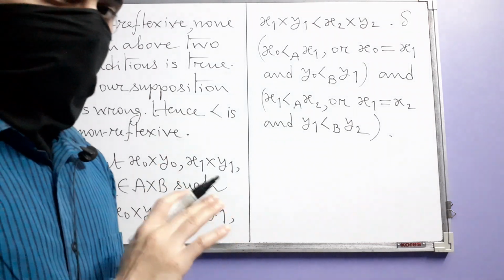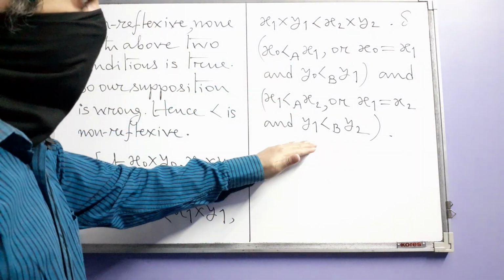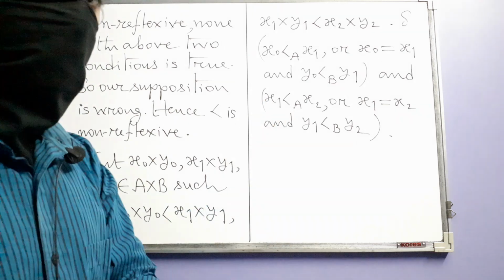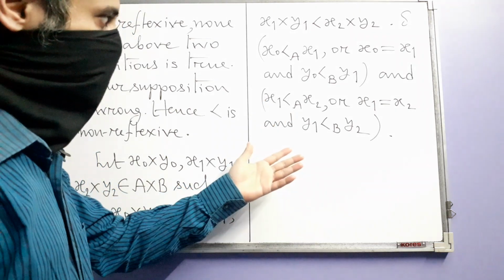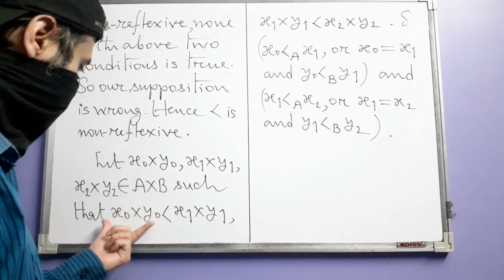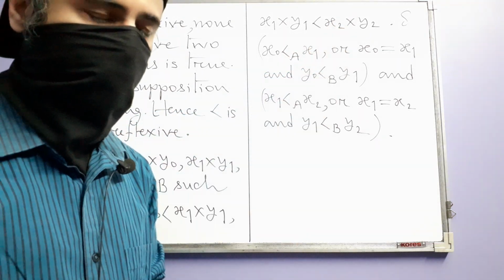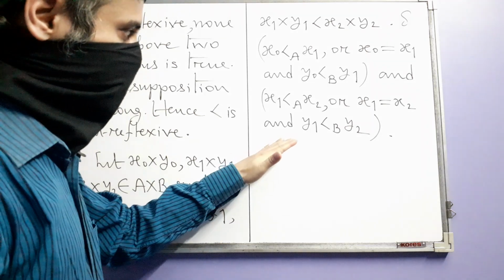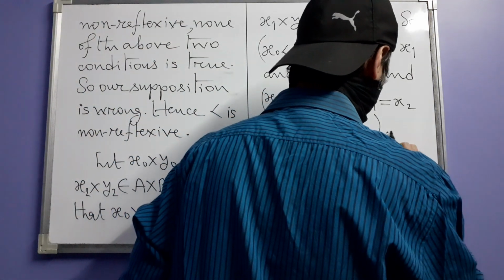Now I think you remembered what we did in example 7. These possibilities give rise to 4 cases, and in each of those cases you can prove that x naught times y naught is less than x2 times y2. So I won't do anything more than this. So that means I am leaving it here.